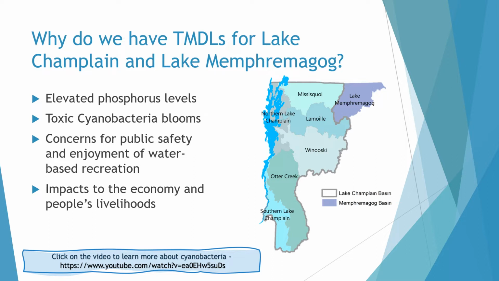Harmful algal blooms, or HABs, represent a threat to human health and the environment. Concerns for public safety and the enjoyment of water-based recreation is the fundamental reason why we need to set pollution reduction targets that are intended to mitigate the social and economic impacts to these values over time. Watch the linked video on this slide at your convenience to learn more about harmful algal blooms.